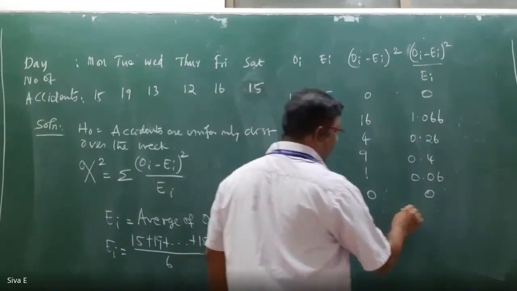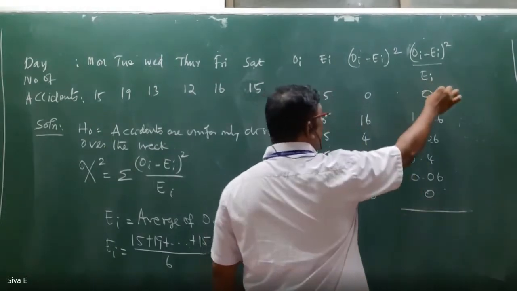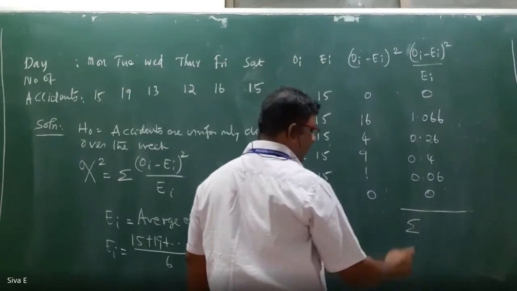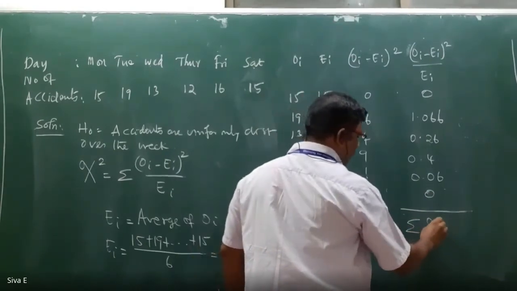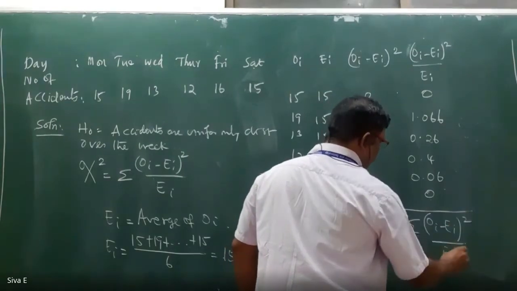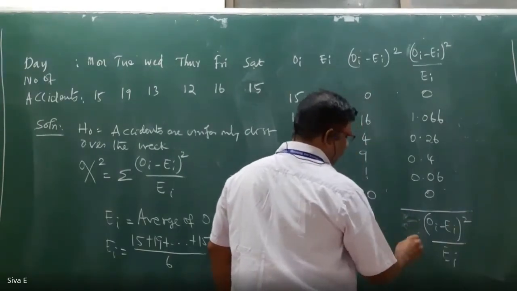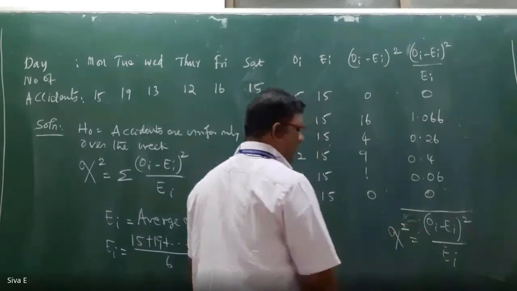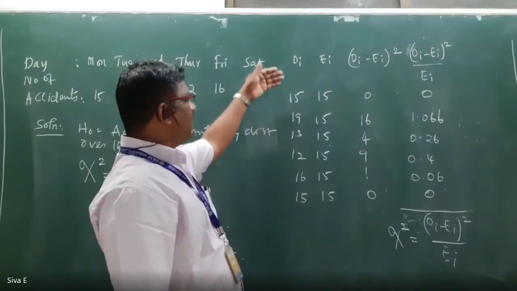And then, if you add all these values, that summation of (OI minus EI) whole square by EI is the chi square. Sir, for the 9, (OI minus EI) square by EI is 0.6, sir, not 0.4. Okay.